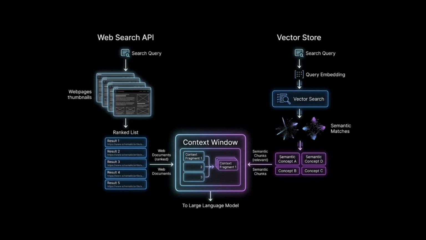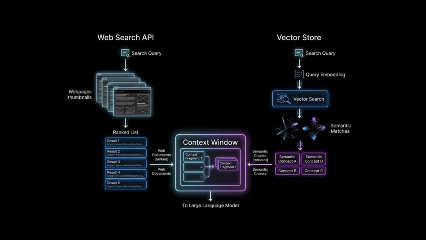Retrieval is honestly where most of the complexity lives. You've got two main strategies here. The first is classic web search, hitting a search API like Bing or your own crawler, getting back the URLs, scraping the content. The second is vector search, embedding the query and finding semantically similar chunks from a pre-built index. Most production systems actually use both.